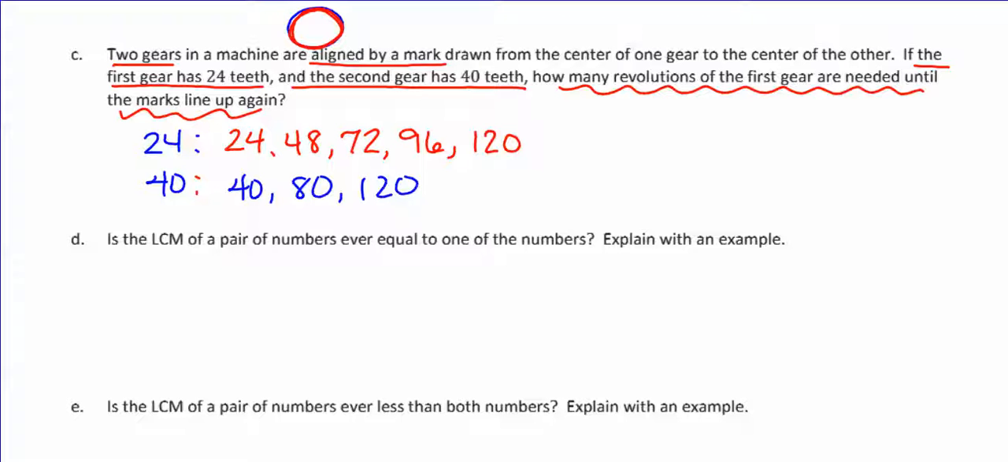So to do this, you just keep adding that number repeatedly, okay? So that's why it's called a multiple. You're multiplying by 1, by 2, by 3, by 4, etc.